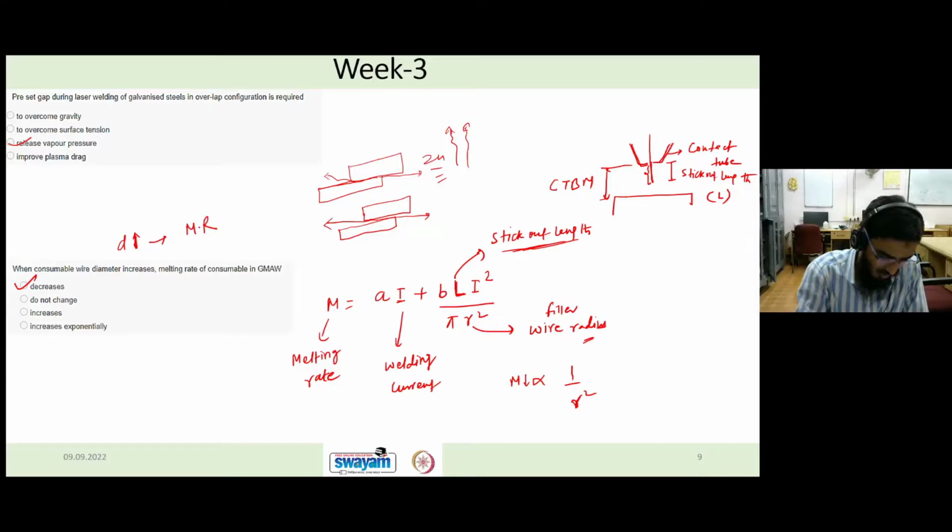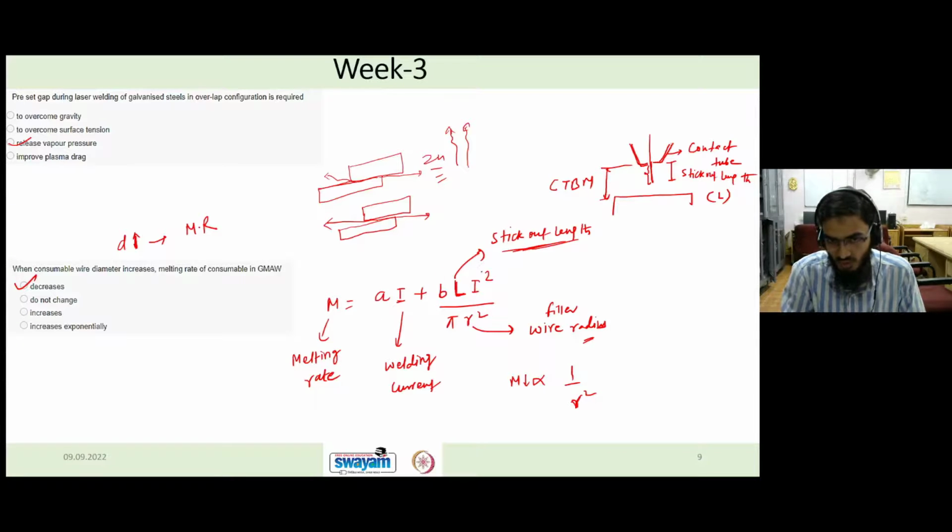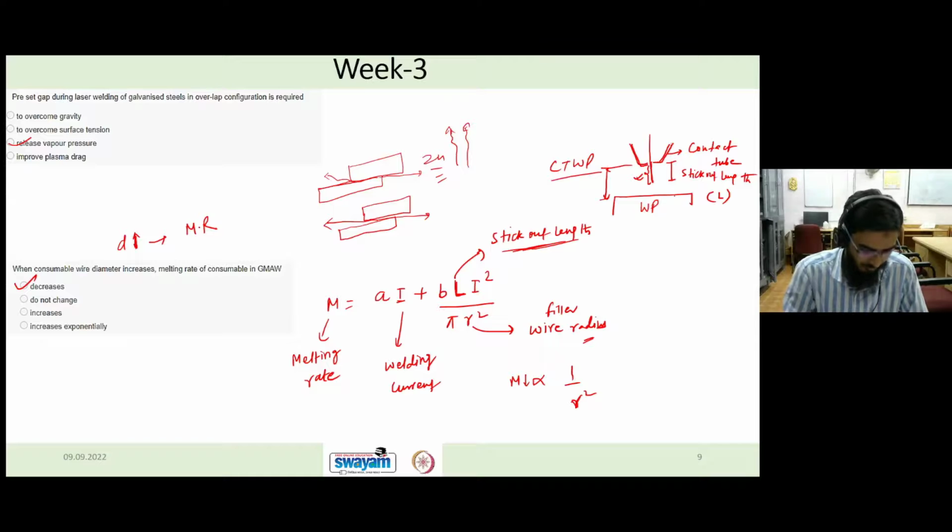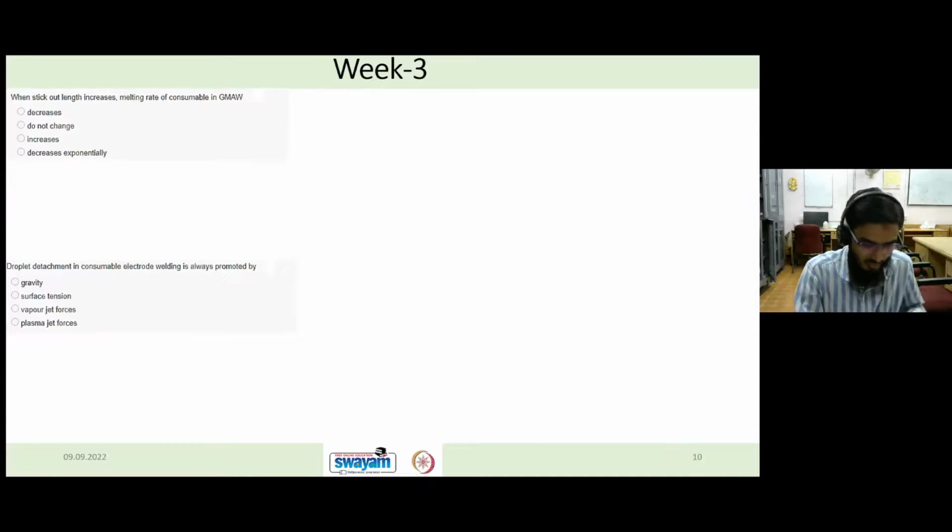Yes, sir. So if it is a numerical problem where they have shown both the lengths, this much length and this much length, and you have to put the value of L, you have to choose this length only in case of L, right? So this L is nothing but from here to here distance. We call it basically CTWD, contact tube to workpiece distance. So this is our workpiece and this is the contact tube. So this distance is called CTWD, and this is stick out length. So we'll move to the next question.